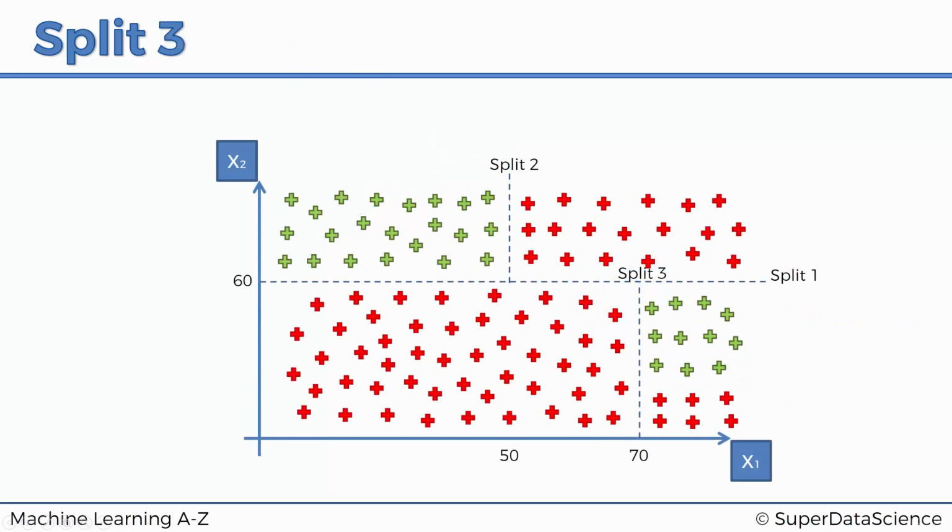And now let's deal with the remainder. Here we've got split 3 happening at 70. If you're below 70, you're obviously going to be red. Otherwise, we're going to need to do another split.